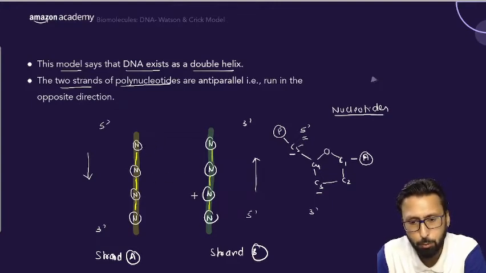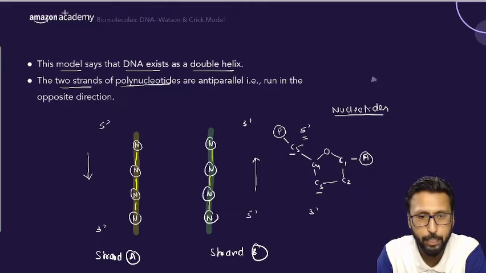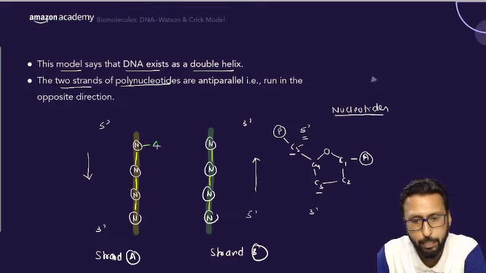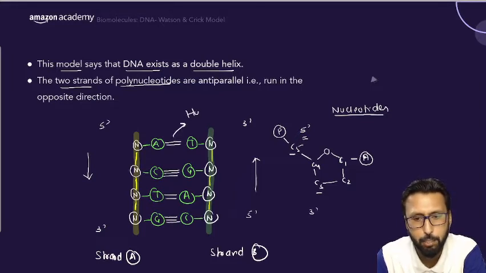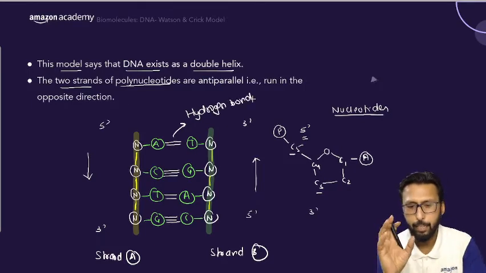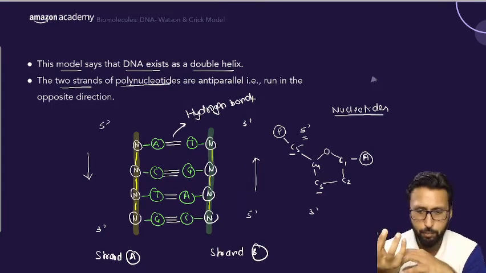Now these two strands are joined together by hydrogen bonds, meaning we have the nitrogen bases. Suppose here we have A, here we have T, like this. Here we have C, here we have G, like this, again T and A, and again G and C. As a rule, between A and T we have 2 hydrogen bonds, and between C and G we have 3 hydrogen bonds. So 2 and 3. These are the hydrogen bonds. This is the uncoiled form of the DNA. In actuality, in nature, it exists as a double helical structure.